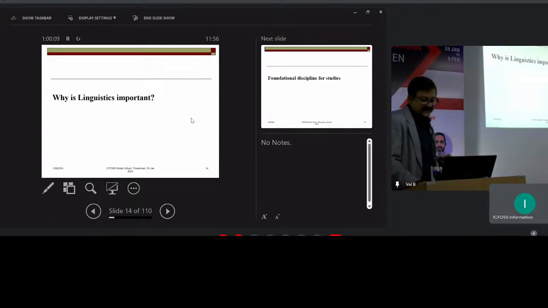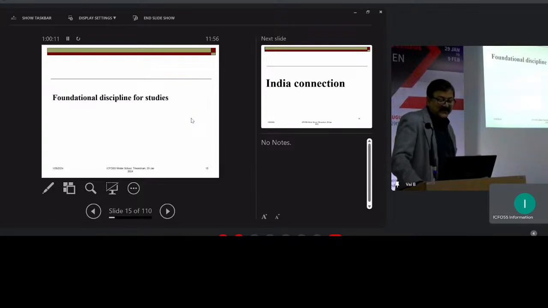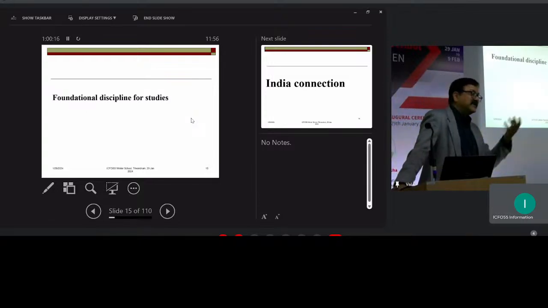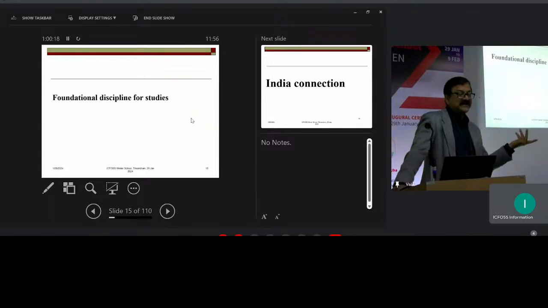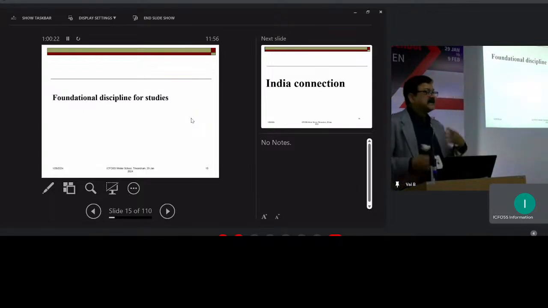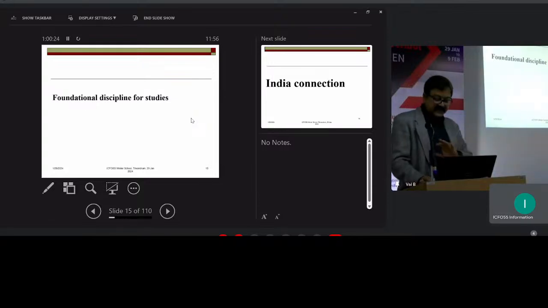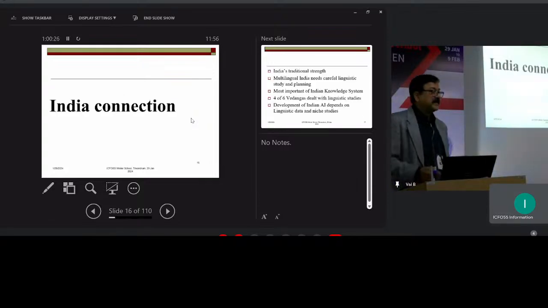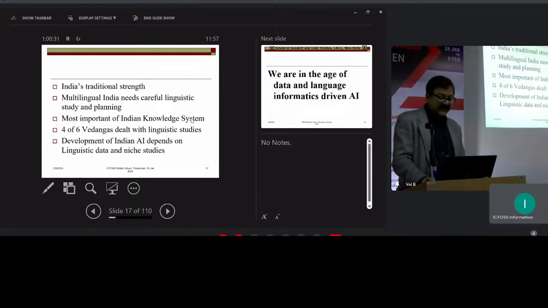So why is linguistics important? It's obvious, because it is a foundational discipline. Wherever language applies, linguistics will apply. Therefore, linguistics essentially is a multidisciplinary foundational discipline. It applies to all languages. In the Indian direction, I have spoken on that already. India's traditional strength. Why is it India's strength?